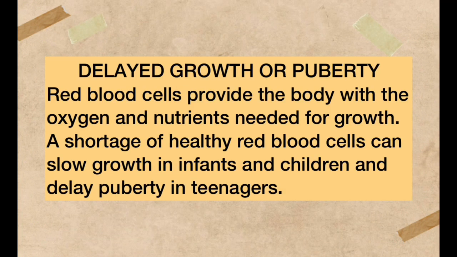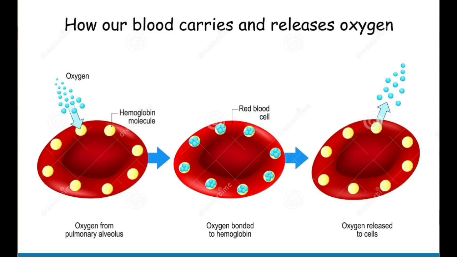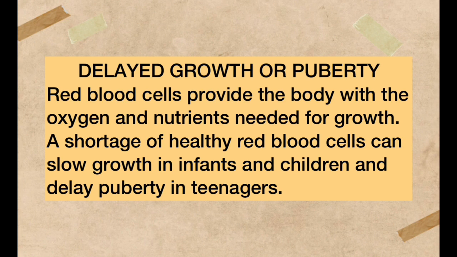Next, we have delayed growth or puberty. Red blood cells provide the body with the oxygen and nutrients needed for growth. A shortage of healthy red blood cells can slow growth in infants and children and delay puberty in teenagers.